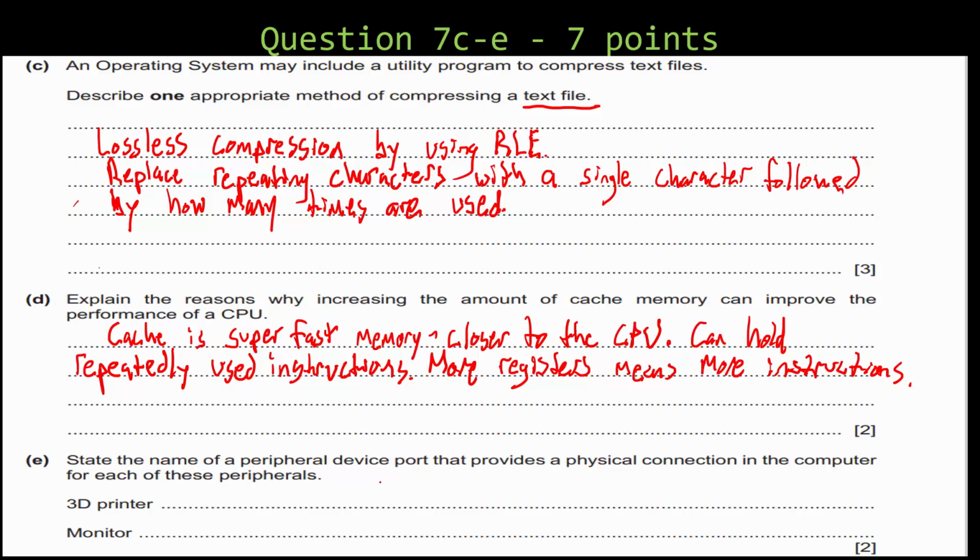State the name of a peripheral device port that provides a physical connection. How do we connect a 3D printer? USB. If you're unsure what to put, USB is probably the way to go. Something else you can use that is less common is a COM port.